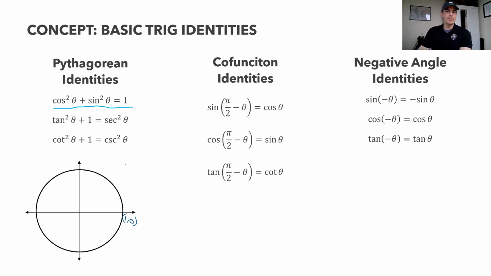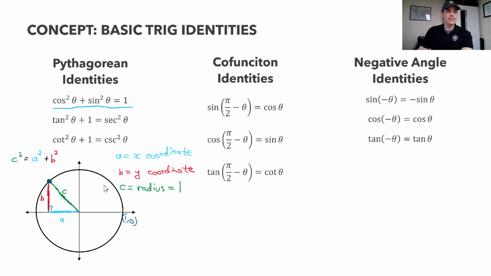Again, we have a unit circle here. I've got a point here on my unit circle, and I'm going to create a right triangle with that point on the unit circle. Now we know with the Pythagorean theorem that a squared plus b squared is equal to c squared, right? If this is my right angle, a squared plus b squared equals c squared. So my a is what here? My a is just my x coordinate, and then my b is my y coordinate, right? And then c is my radius.